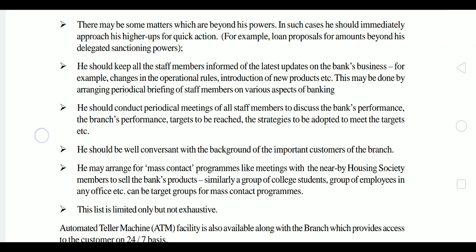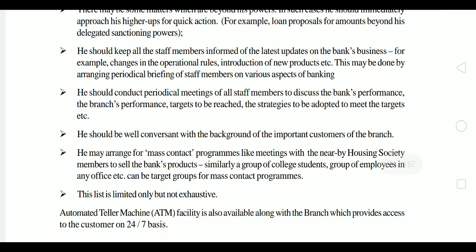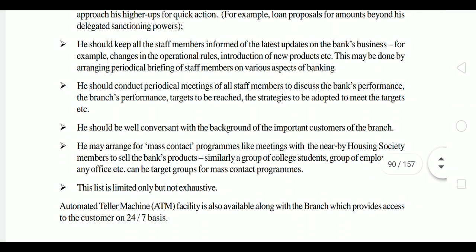Next, he should keep his staff informed about the latest updates on the bank's business. For example, about the changing rules, the changing rate of interest or other new products that are to be introduced. This may be done by arranging periodical briefings or periodical meetings of the staff on various aspects of banking. He should also conduct periodical meetings of all staff members just to discuss the performance of the bank overall.